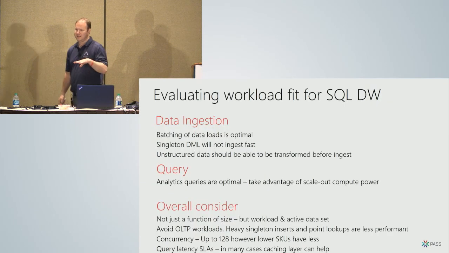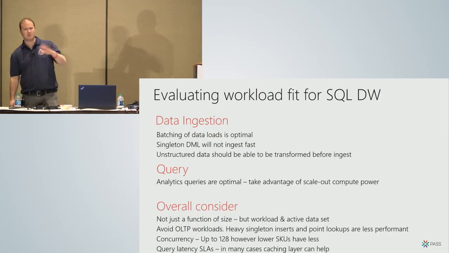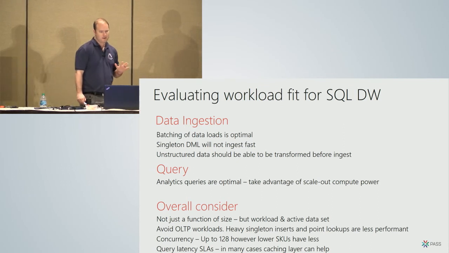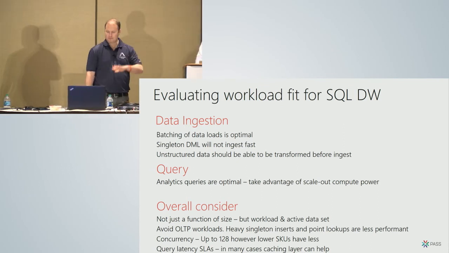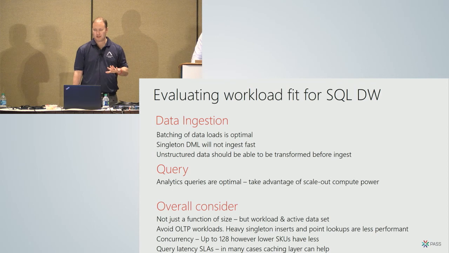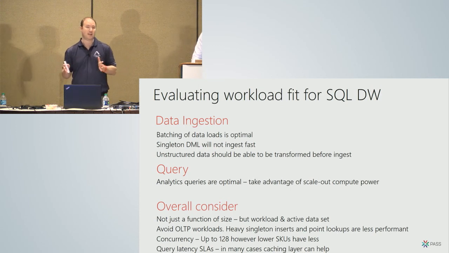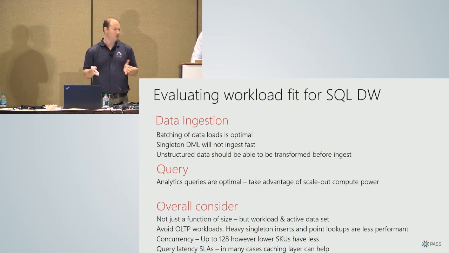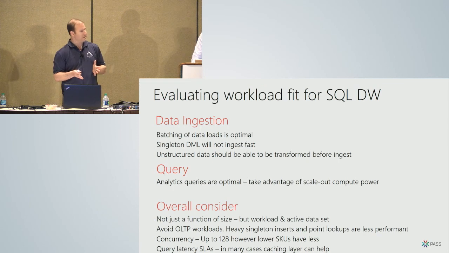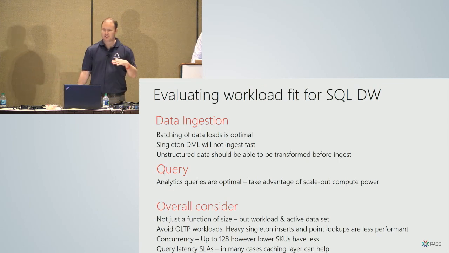So having said that, I just want to set a little bit of context for the people that are obviously on DW. That's great, but they probably have some familiarity with this. But this is really around evaluating the workload fit for SQL DW, right? SQL DW is a great MPP solution. You can take advantage of the scale-out compute cores, but not all workloads can ultimately take advantage of that. So a couple of considerations here.